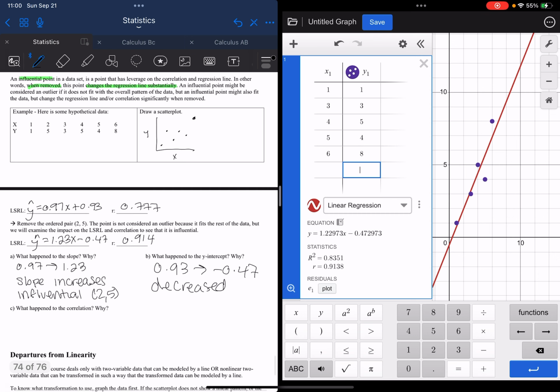Then it says what happened to correlation? Well, I had a 0.777 and then I went to 0.914. So my correlation increased.